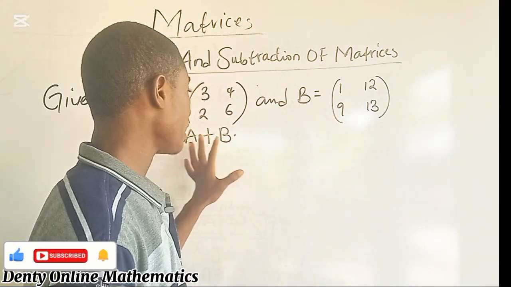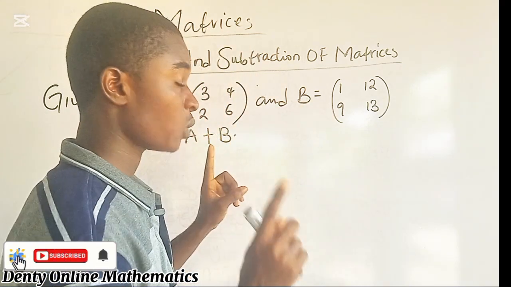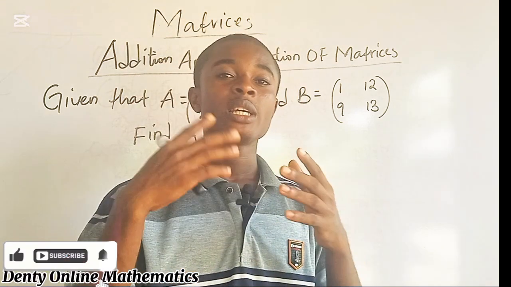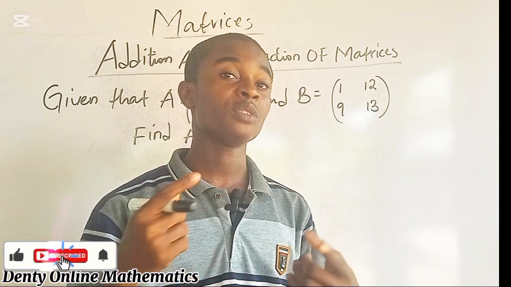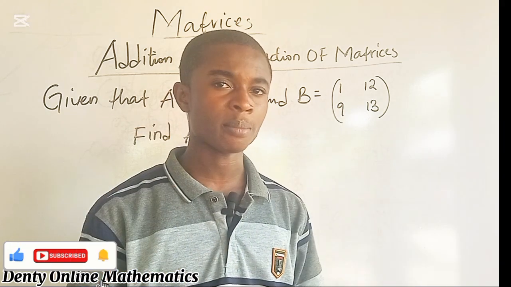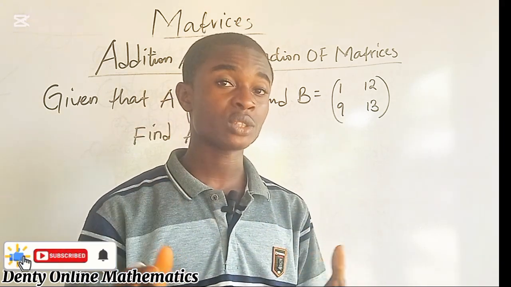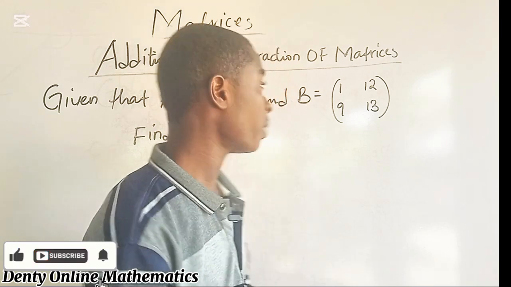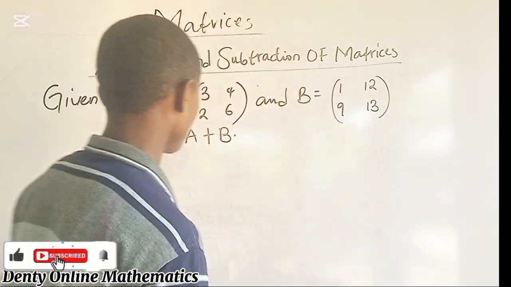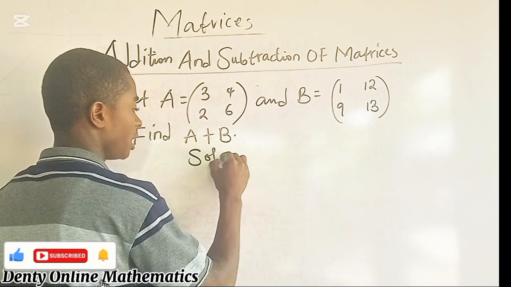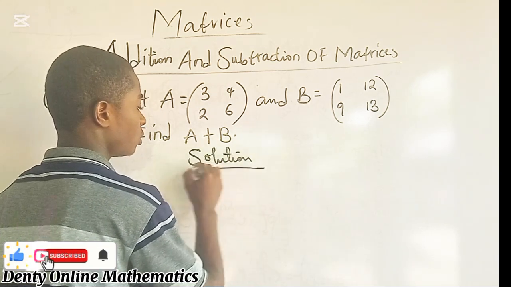Now if you're asked to find A plus B, or you're asked to add two matrices, for you to be able to add two matrices, that means the order of the matrices must be the same. The order of the matrices must be the same for you to perform this kind of operation on them. Now let us look here. This is the solution to this problem.